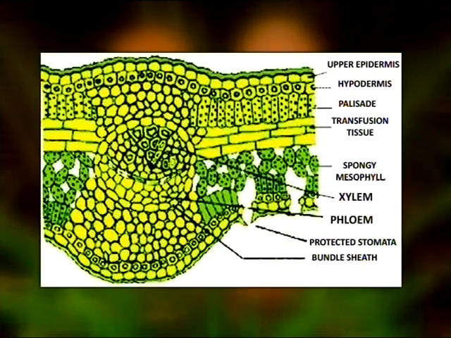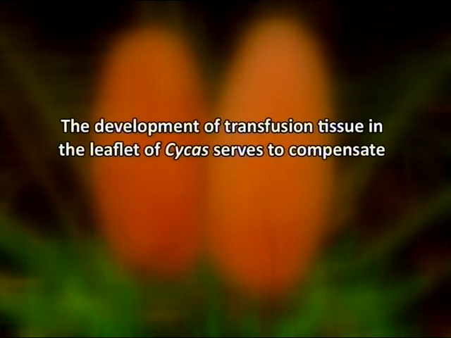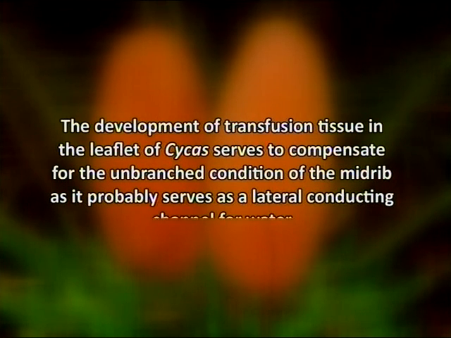Transfusion tissue lies on either side of the midrib between the palisade and spongy layers. It is a 3-cell thick zone of elongated colorless cells which run parallel to the leaf surface from the midrib to the margin. It constitutes the accessory transfusion tissue. The development of this tissue in the leaflet of Cycas serves to compensate for the unbranched condition of the midrib, as it probably serves as a lateral conducting channel for water.